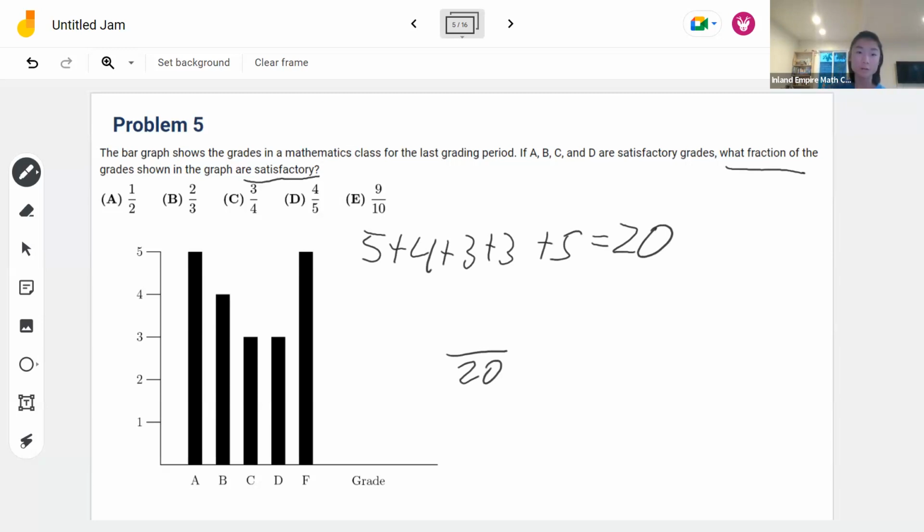And now we're just looking for all of the grades that are satisfactory. Again, we already know that. That's A, B, C, and D, which is going to be 5 plus 4 plus 3 plus 3, which will be 15. And we can simplify that fraction to give us 3/4. All right, so this problem was a little bit more reading, but if you ever are not sure what the question is asking, just go back and look through it again. You'll see that often it's not as complicated as it seems. In this case, we're just looking for a fraction.